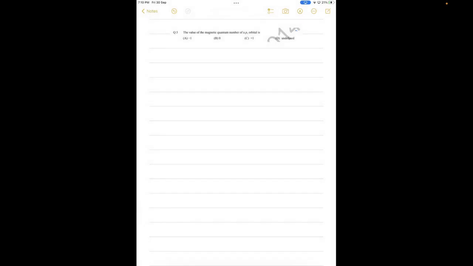Okay, so this is question number 5 from the same paper, 2014, and the question says: the value of the magnetic quantum number of a px orbital is. So let's first start with some of the basics. Any orbital we can denote as psi, a wave function psi, and let's say this wave function is a function of 3 variables in polar coordinates: r, theta and phi.